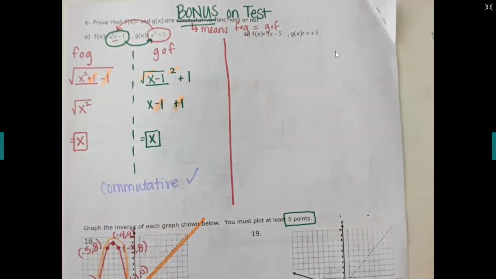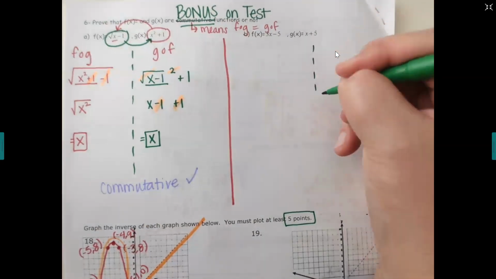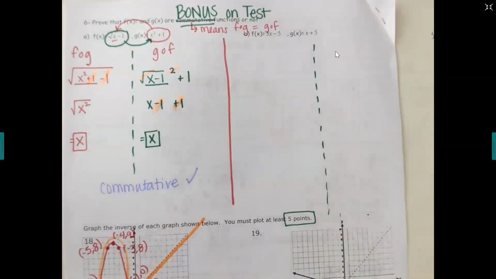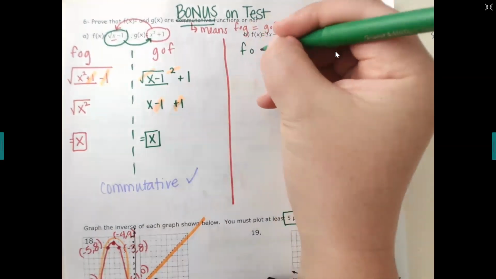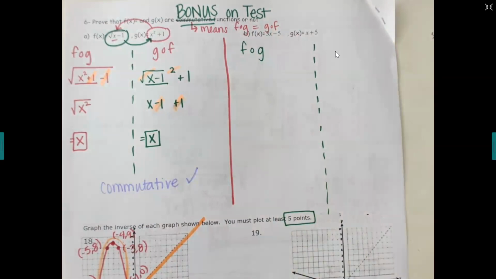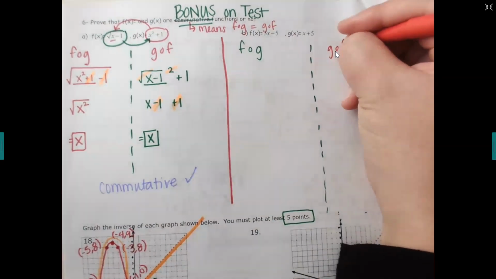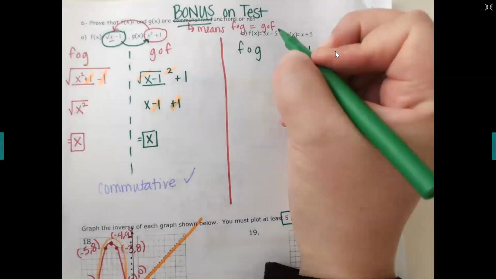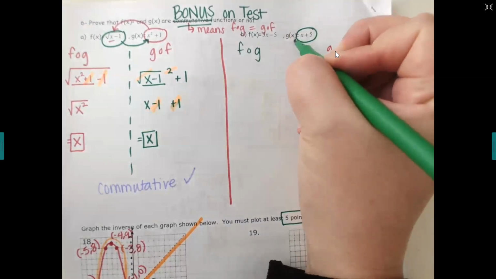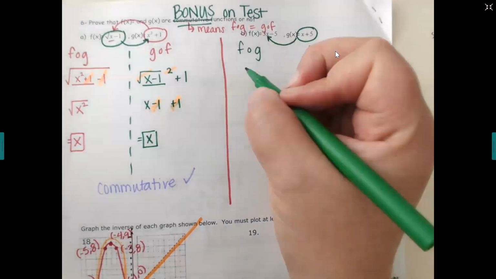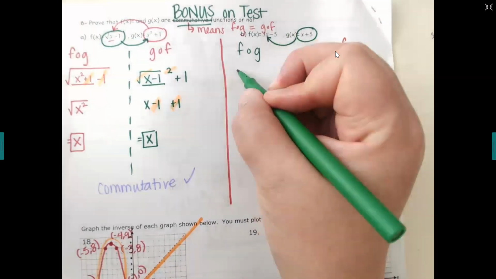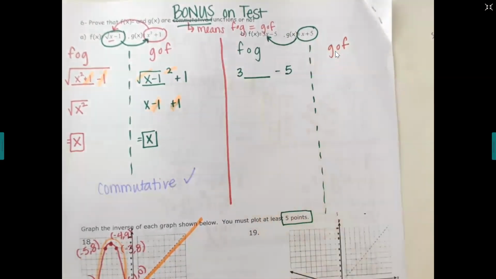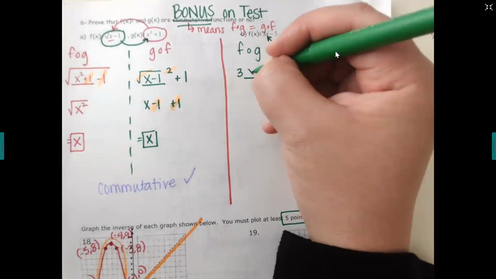Okay, let's do the next one. The order that you do this in doesn't really matter. I'm usually going to do f of g first and then g of f second, but like I said, it doesn't matter. So we'll do f of g first, g of f second. For f of g, I'm going to start with the f formula, which is 3x minus 5, and plug g into that. So instead of 3x minus 5, it's 3 blank minus 5. And then in the blank, I'm plugging in the equation for g, which is x plus 5.